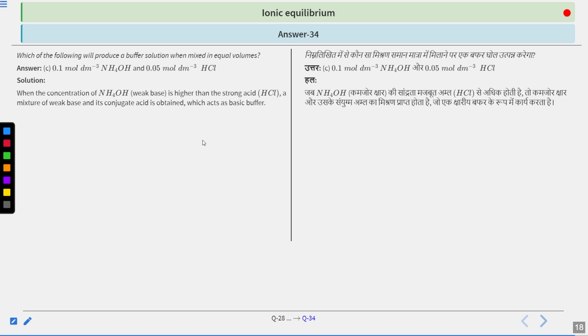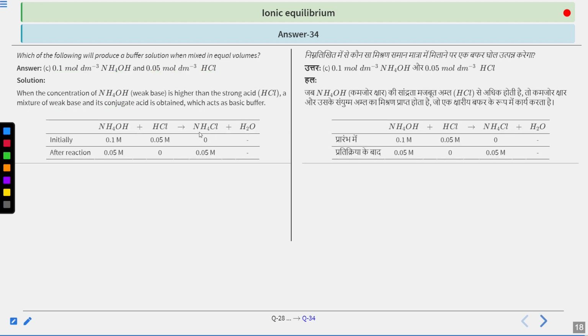So when the concentration of NH4OH is higher than the strong acid, what will we get? You can see very clearly that the concentration of this weak base is greater than the concentration of this strong acid. Since we are taking equal volumes, the whole of the HCl will be consumed and only the weak base will be left. So you have a weak base and the salt, or the conjugate acid, that is obtained during the reaction. Now this is very good for the action of a buffer. So this is your buffer. And what kind of buffer? Since we have a base left at the end of the reaction, it is a basic buffer. Clear?